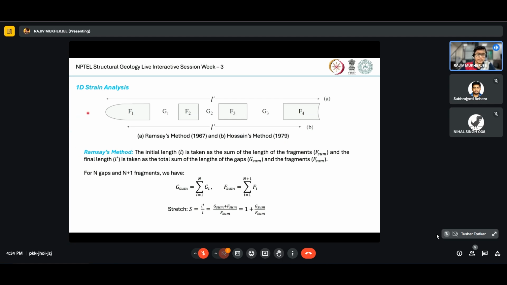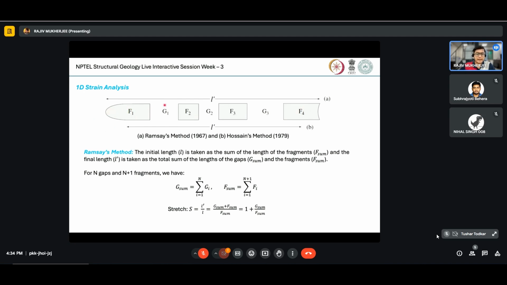First we will discuss Ramsay's method. In this figure, these are some fragments of a belemnite fossil. This is the shape of the belemnite fossil: one side is concave and the other side has a bullet-like shape. Overall, if you just join these fragments, you will get the initial length of the fossil, right?